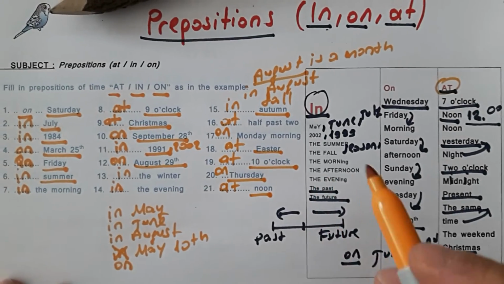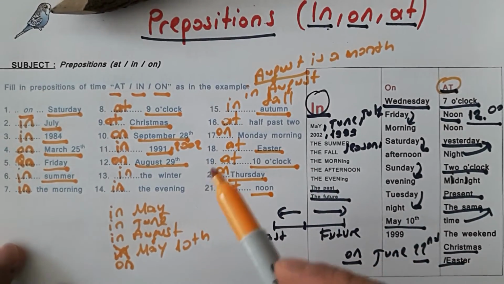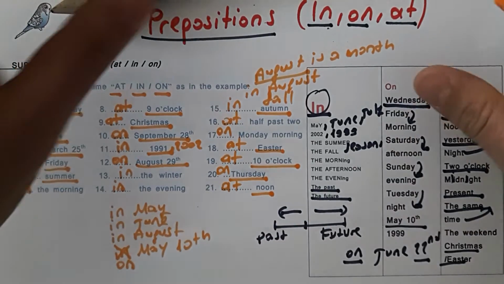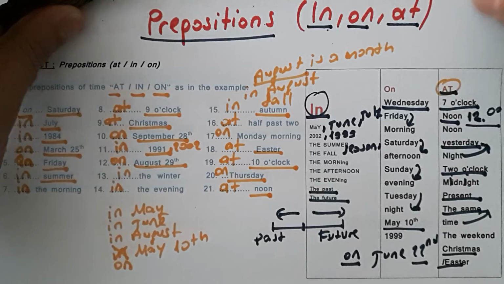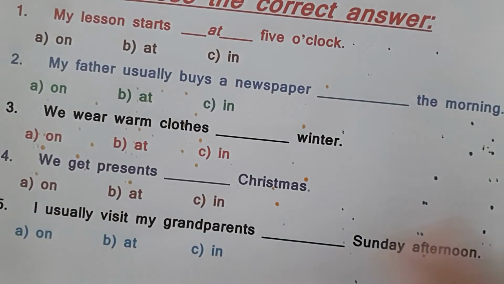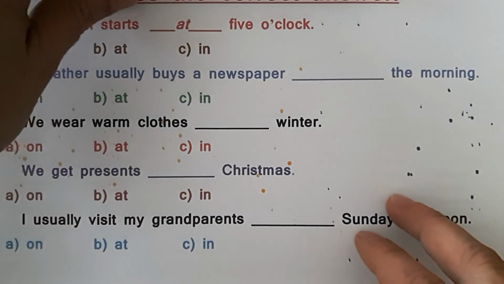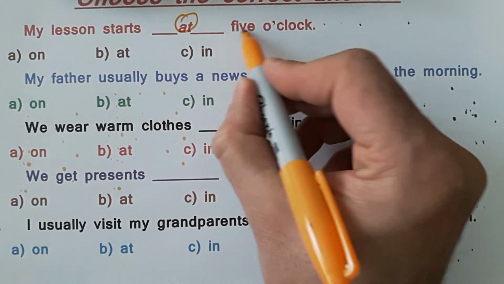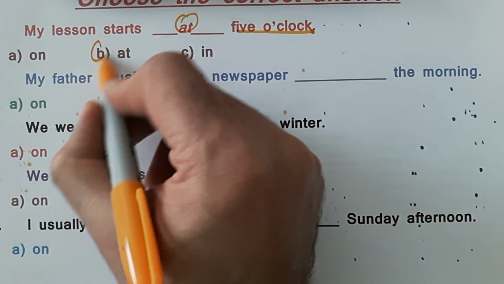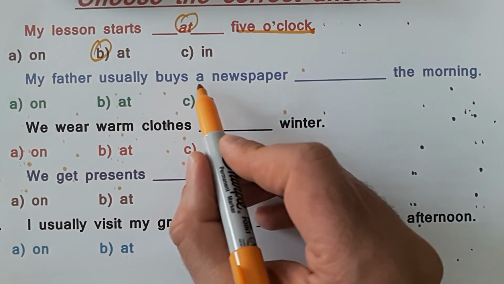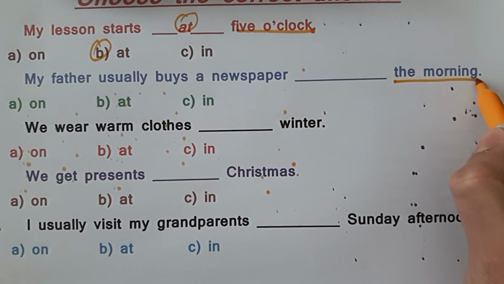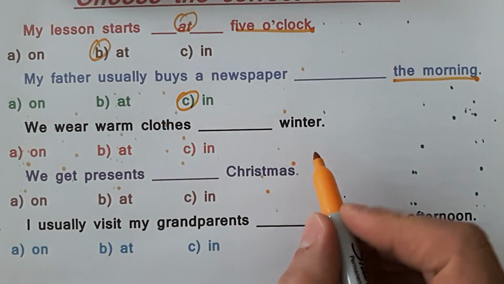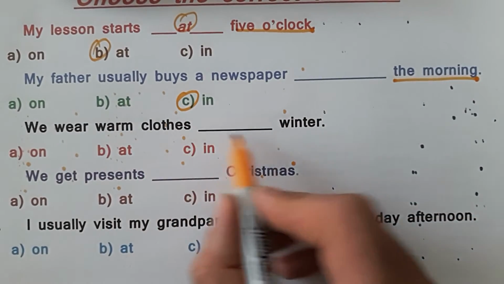Okay, now we will continue our lesson by solving some multiple choice tests. Now my lesson starts at 5 o'clock. Okay, that's okay. B. My father usually buys a newspaper in the morning. We were using in the morning. And we wear warm clothes.